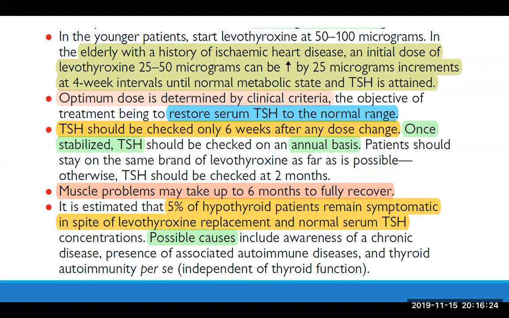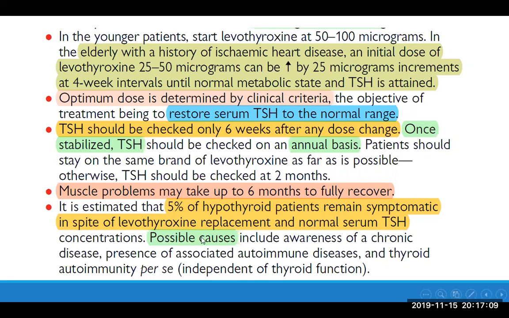Muscle problems may take up to 6 months to fully recover, not rapidly restored. And of course, 5% of hypothyroid patients remain symptomatic in spite of normalization of TSH. This is a very difficult issue, how to treat and how to deal with these patients. And some surgeons in this scenario advise total thyroidectomy in a case of hypothyroidism still complaining after normalization of TSH. But this is not from a randomized control trial, and this is not recommended by any thyroid authorities.